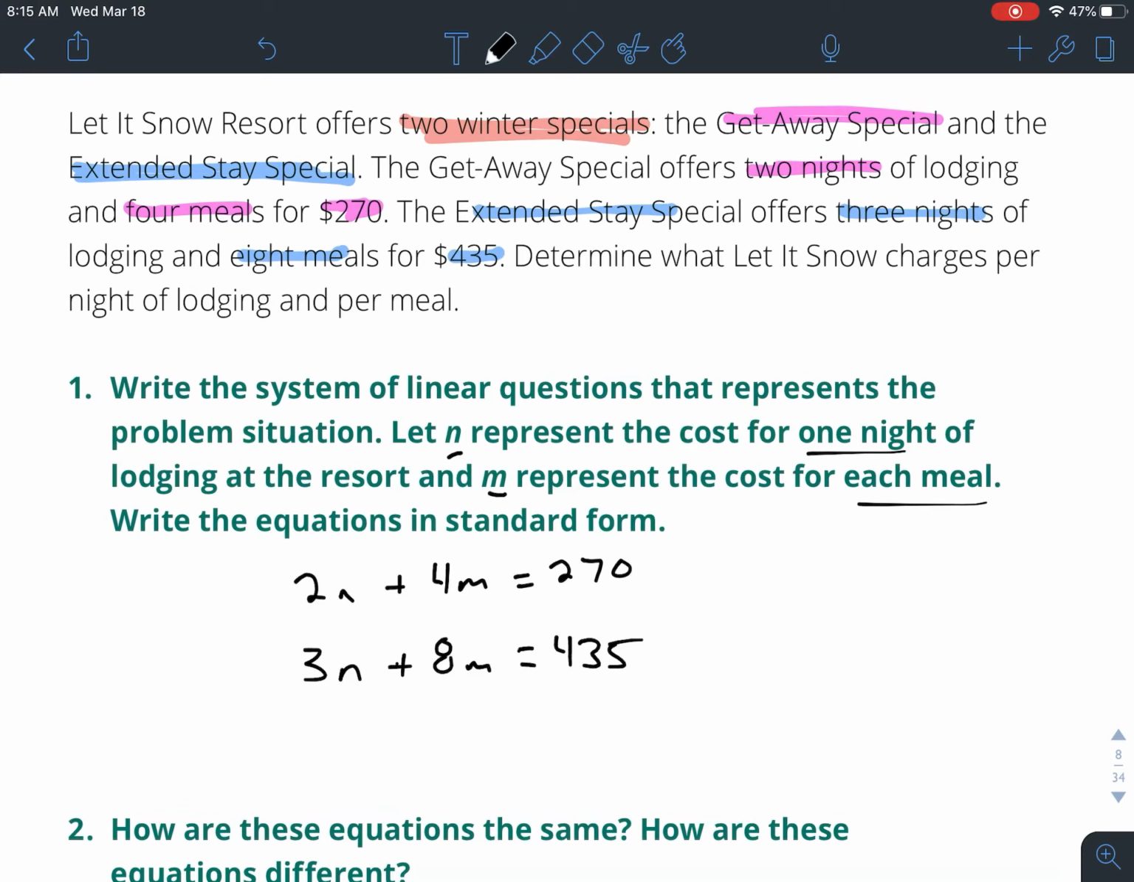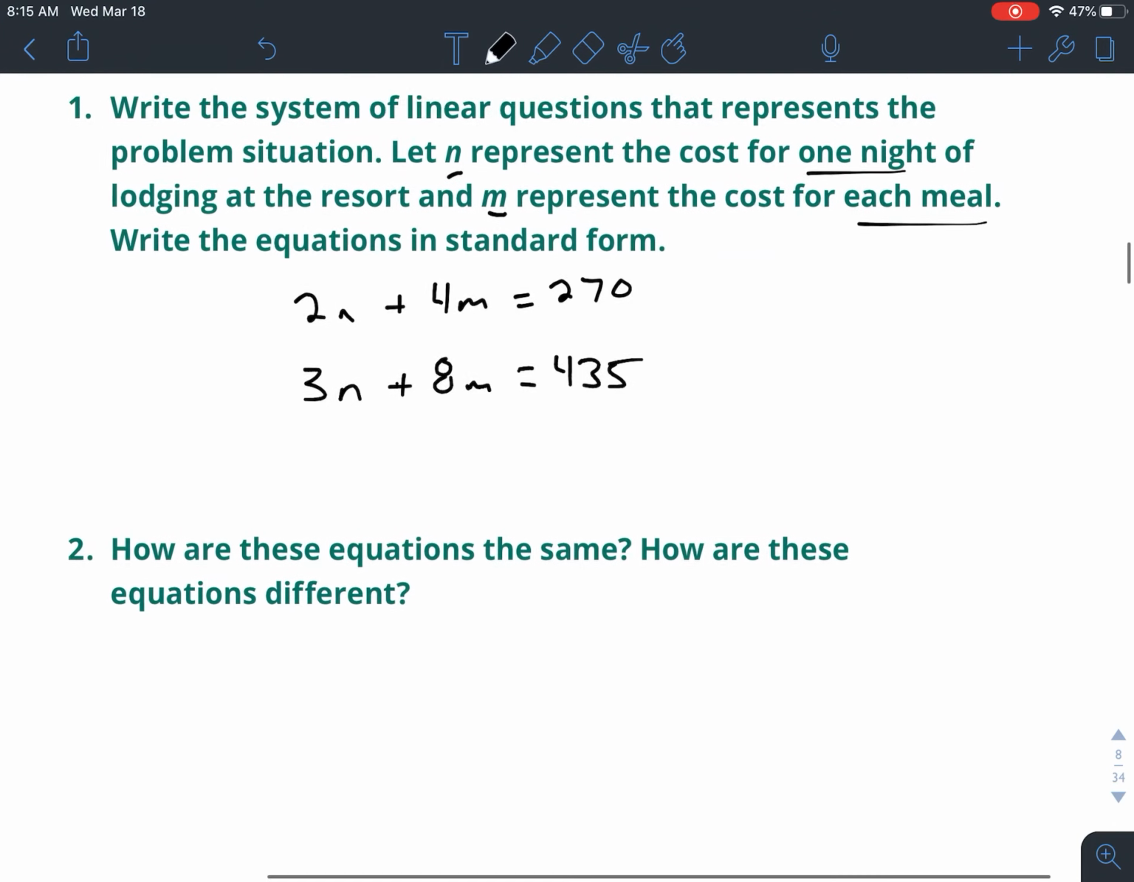2 linear equations. If you look and see in the written part, I break it down. So we have the 2 nights, that's the N. 4 meals, that's the M. And then their total. Extended Stay is the 3 nights for the N, 8 meals for the M, and then a total of $435. So you need to be able to break it down from the reading in the intro.